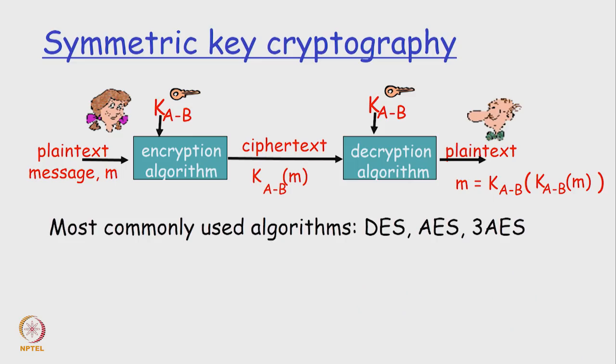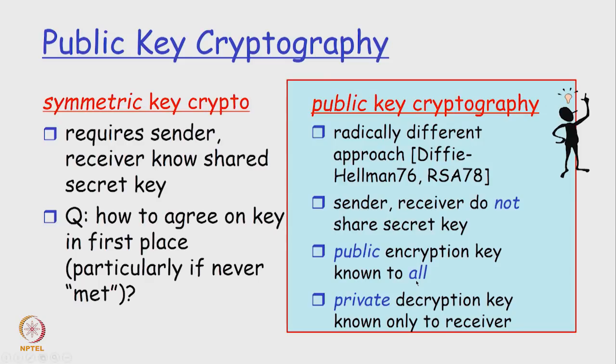The most commonly used symmetric key algorithms are DES, AES and 3DES. Now let us go into what are the issues with symmetric key cryptography. The main issue here is that the sender and the receiver should know the shared secret key, right. So this is very important. If I am communicating with 100 people, for each one I should have a key.